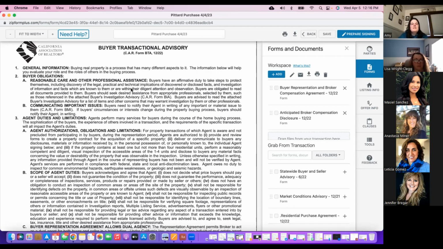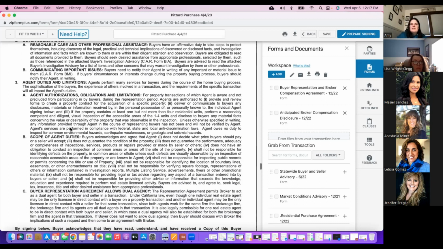Buyers are obligated to read all documents provided to them. Buyers should seek desired assistance from appropriate professionals selected by them, such as those referenced in the attached Buyer's Investigation Advisory, CAR Form BIA. Buyers are advised to read the attached Buyer's Investigation Advisory for a list of items and other concerns that may warrant investigation by them or other professionals, right? Buyer obligations, agent duties and limitations.